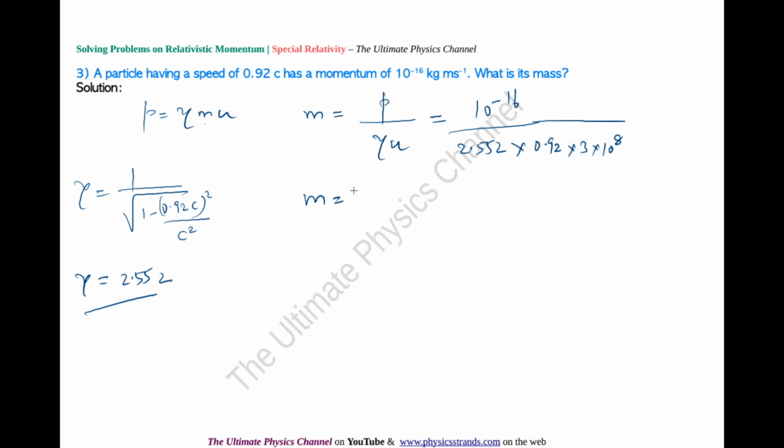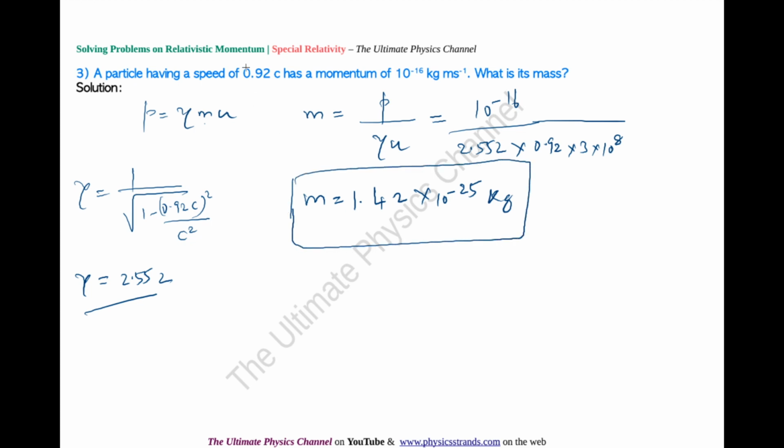That would be about 1.42 into 10 power minus 25 kilograms. So that should be the mass of a particle whose speed is 0.92 c and whose momentum is 10 power minus 16 kg meters per second. Right, so let's move on to the next one.